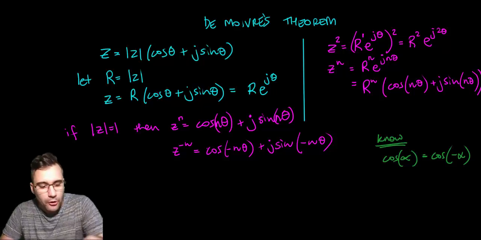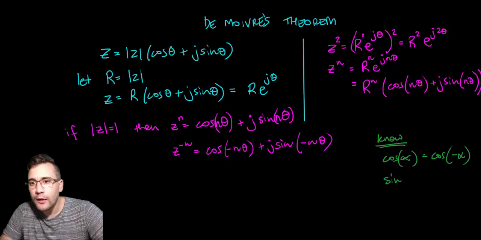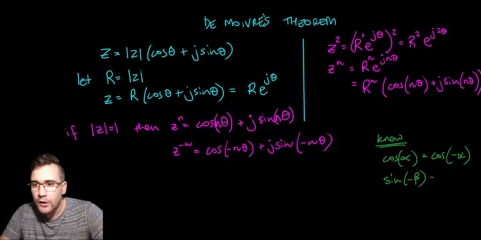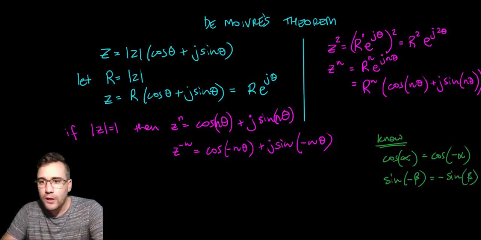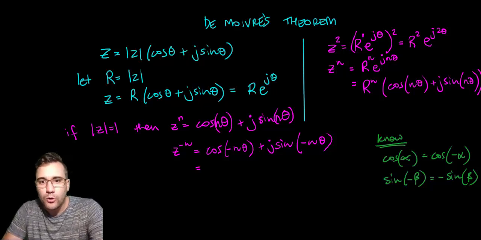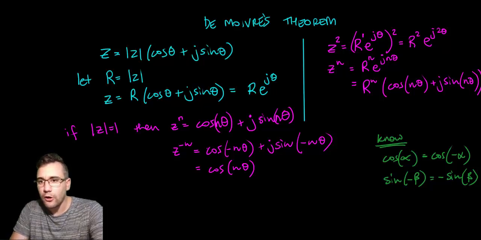Now, what is going on over here? Hopefully you also know that sine of negative beta, I'm just choosing beta so it's a different variable than in the alpha term, is equal to negative sine of beta. So if we now apply these little trig rules over to our problem, then we can say that z to the power of negative n will be cosine of n theta, because it's negative of something, and we've already said if you've got cosine of something, that's the same as cosine of negative of that something.